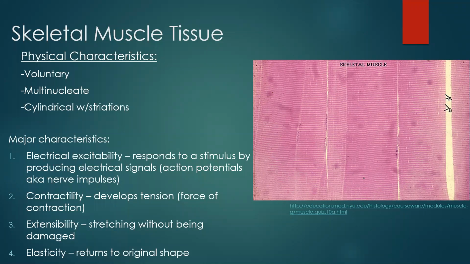There are a few characteristics very important for skeletal muscles to be able to perform physiologically the way they do and by the mechanisms that they do. They have electrical excitability, which means they can respond to an action potential. They have contractility, extensibility, and elasticity. So let's look at the macroscopic anatomy of a skeletal muscle.